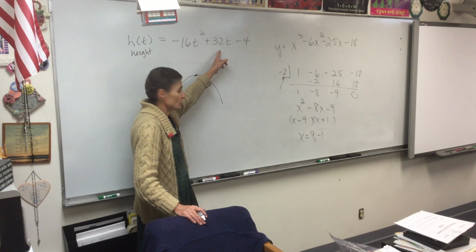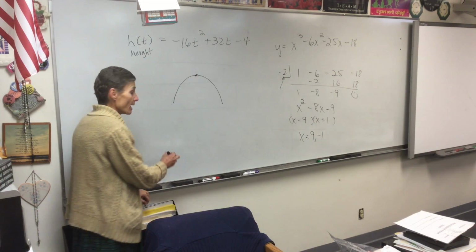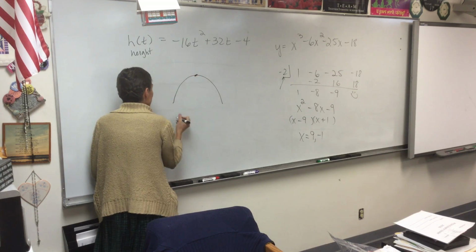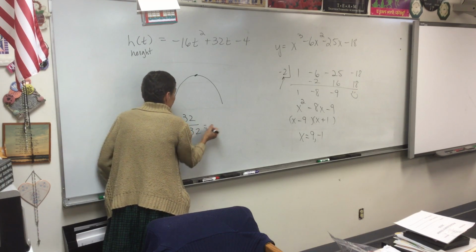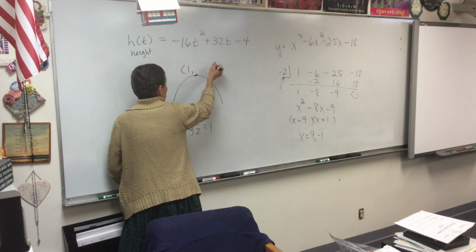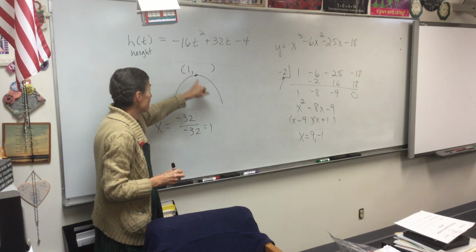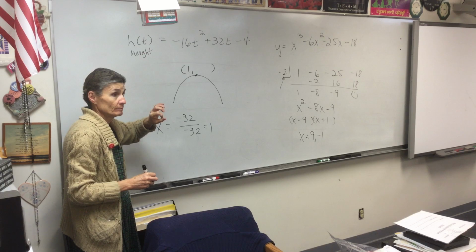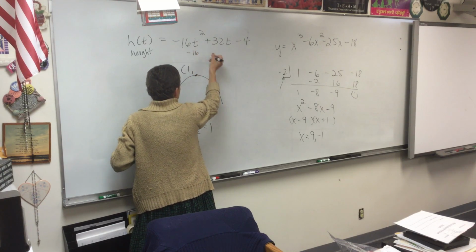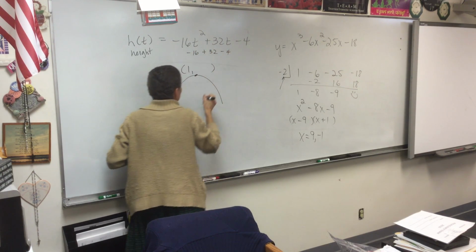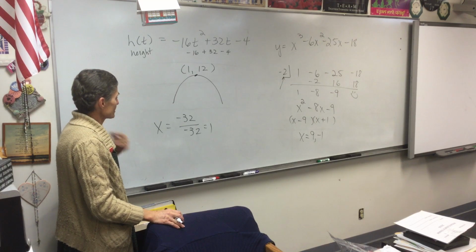Now, we can either complete the square on this, or we can use our shortcut. And what's our shortcut again? X equals negative b over 2a, which is 1. So my vertex has an x value of 1. And then how do I get the y value? Plug it in. So that would be negative 16 plus 32 minus 4, which is 12. Double check that for me. I think that's right.